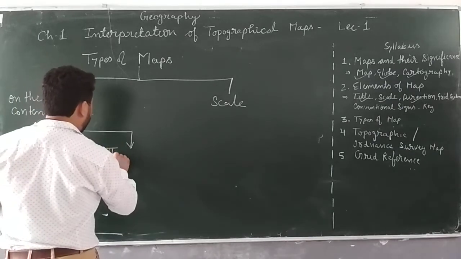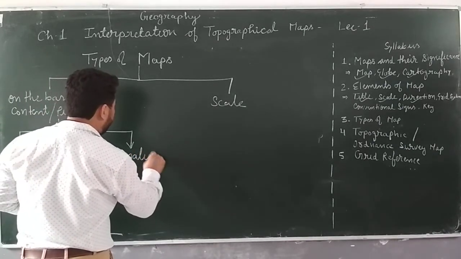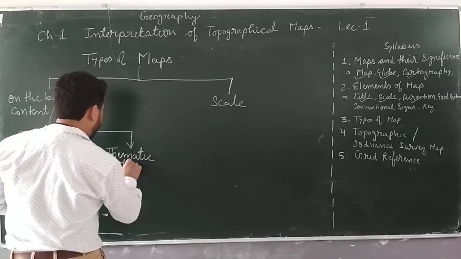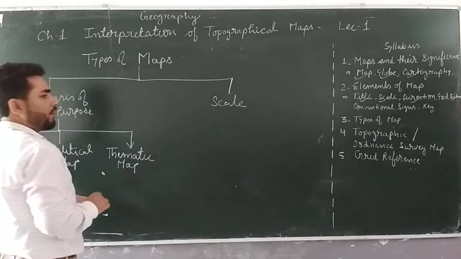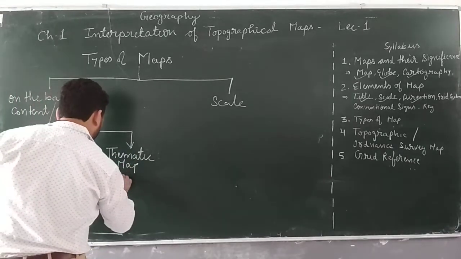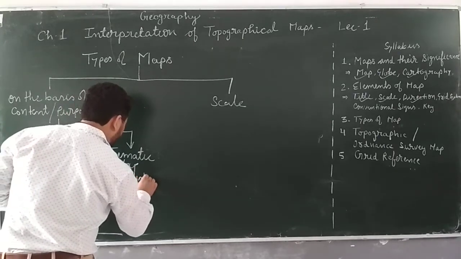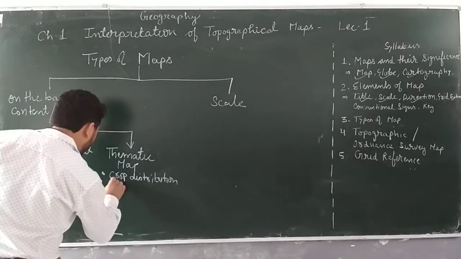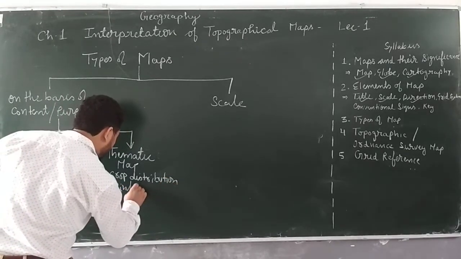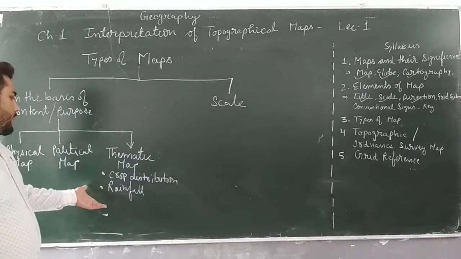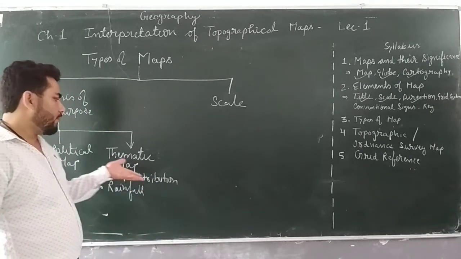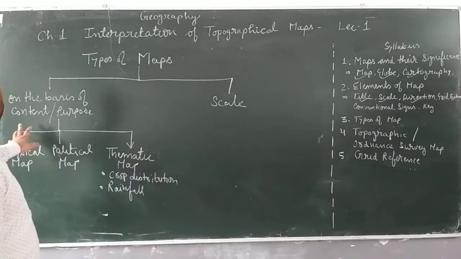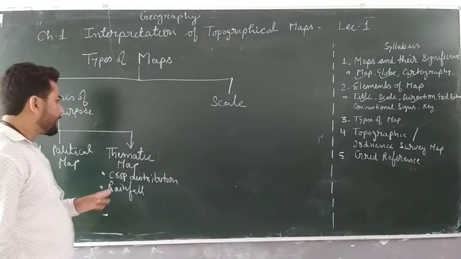Then thematic maps are the maps which have a particular theme, right? Like suppose the theme is crop distribution, or you can say population distribution or rainfall or other things, okay? Whichever theme a map is based on, that is called a thematic map. So on the basis of content and purpose, we are having physical maps, political maps, and thematic maps.